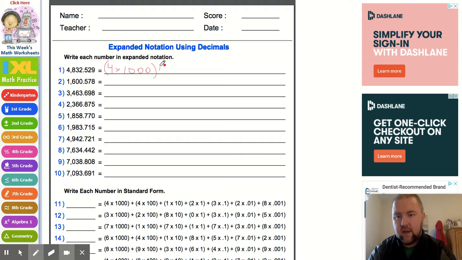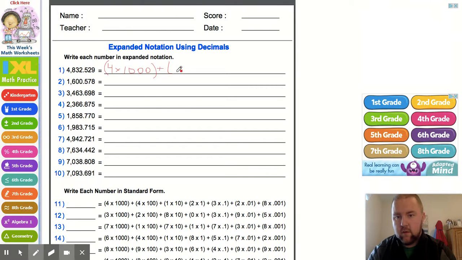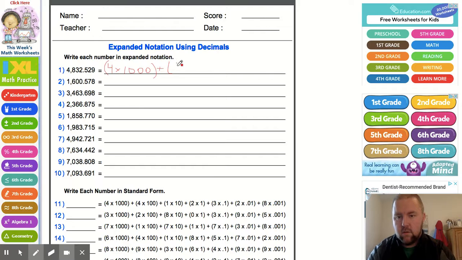I'll put these in parentheses and then I'll do the next one. So then I'm adding to that the 8, in parentheses. It's not letting me write the 8. Maybe I'll change colors. See if that helps. All right, there we go. The 8 is in the hundreds place. All right, 8 times 100.